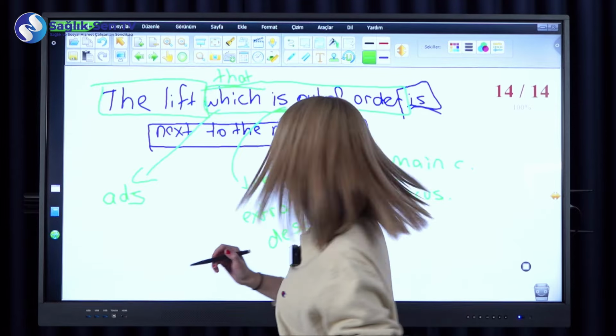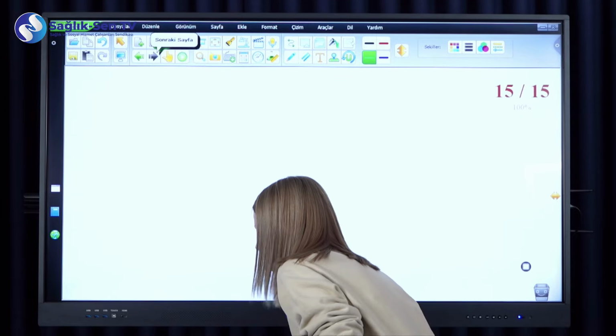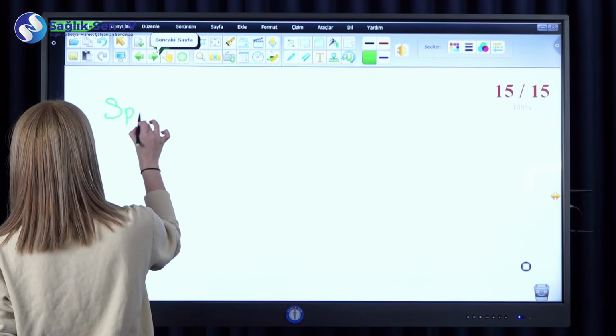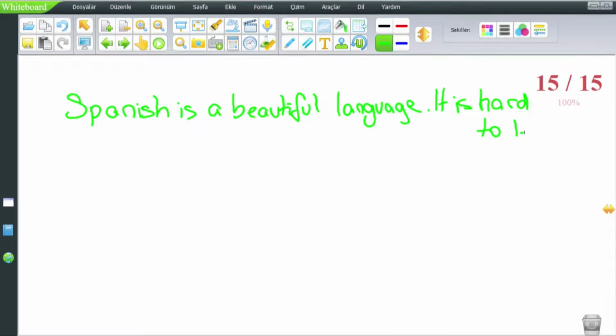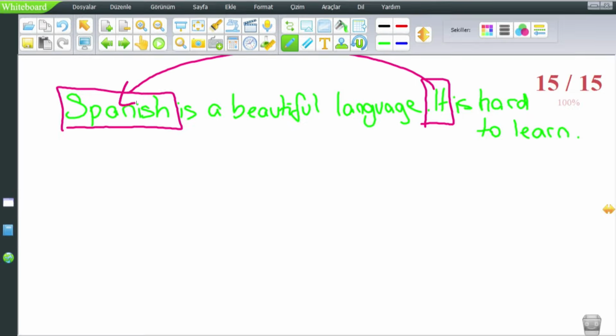And one more example using which. Spanish is a beautiful language. It is hard to learn. The common feature of speech in these two sentences is Spanish. It, in the second sentence, refers to Spanish in the first sentence. And I will unite them.